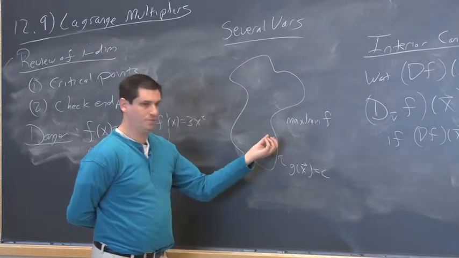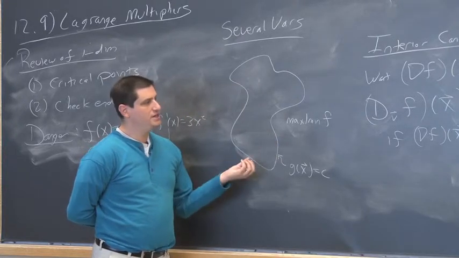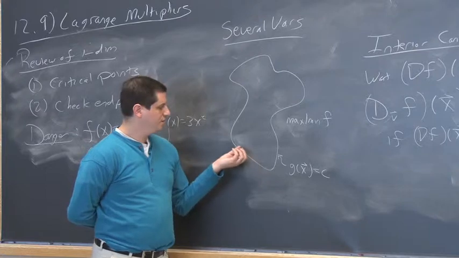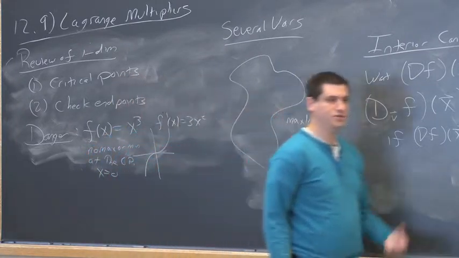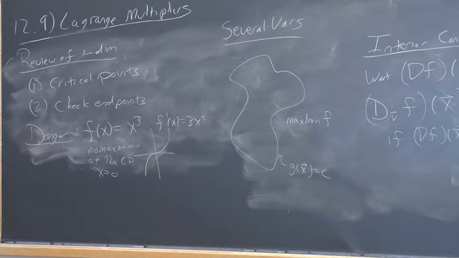Now the difficult part is how do we handle the situation of being on the boundary? So if we're on the boundary, we have this constraint. It's not just enough to find where f is largest. We want to find the maximum. We want to find where f is largest subject to being on some constraint. So here's the setup.